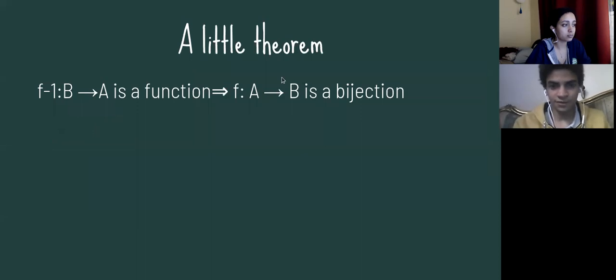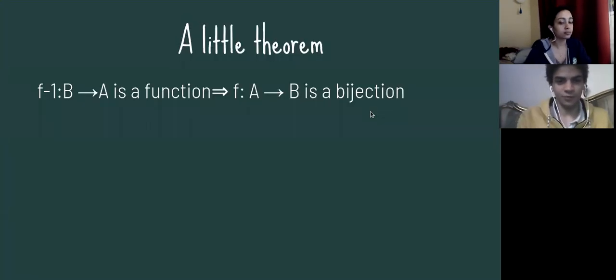I think the last theorem would be that if f inverse, which maps from b to a, is actually a function, then f, mapping from a to b, has to be a bijective function. Again, just 2 minutes to think about why it's true. Dealing with the proof.